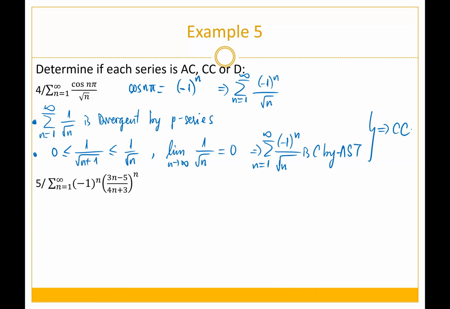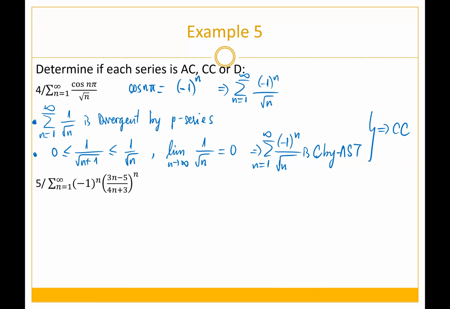This is a very good example of what I meant throughout the last 5 or 10 minutes. If you look at the absolute value of a series and it's divergent by the p-series test, go back to the original alternating series and use the alternating series test. If it's convergent, then it's conditionally convergent. If it's divergent as well, the entire thing is just going to be divergent.